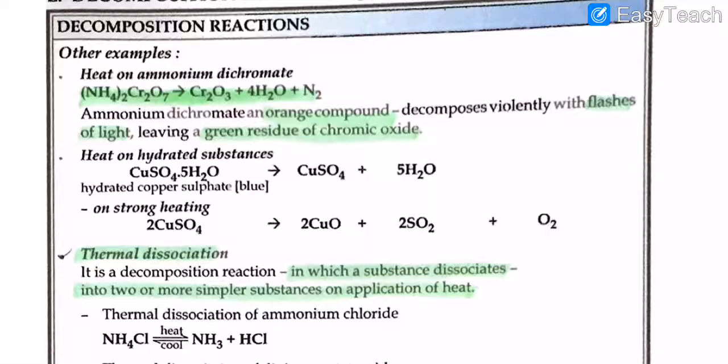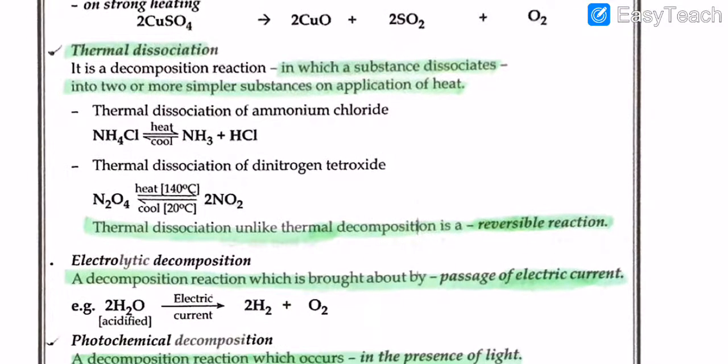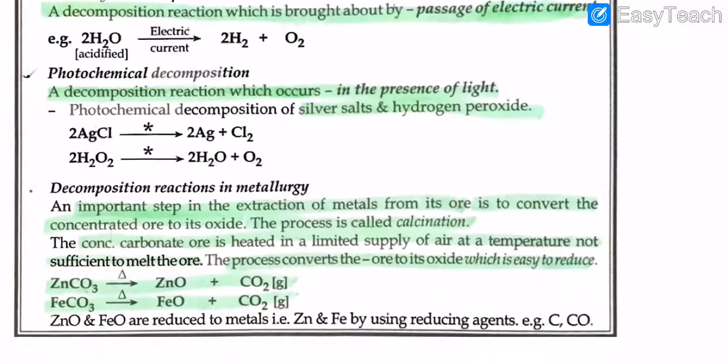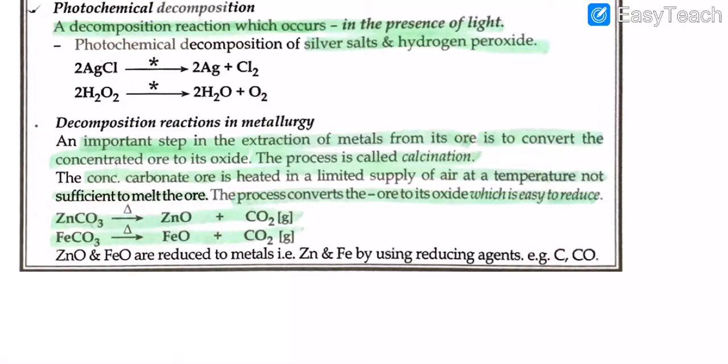Take a paper, write all of this down, write each and every detail as you see over here, ammonium dichromate, an orange compound, and all of that down. Make sure that you write each and every chemical equation down because it is extremely important. Take my word on it. So be it thermal dissociation or electrolytic decomposition or photochemical decomposition or just decomposition reactions in metallurgy, anything at all, just write everything down.